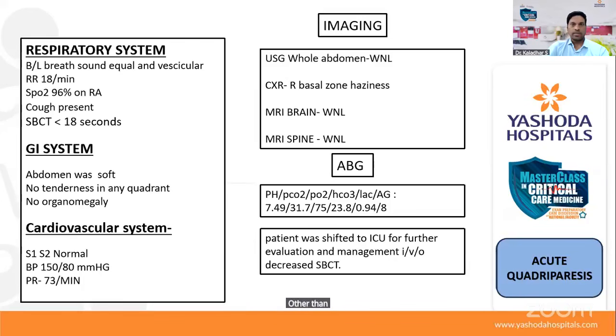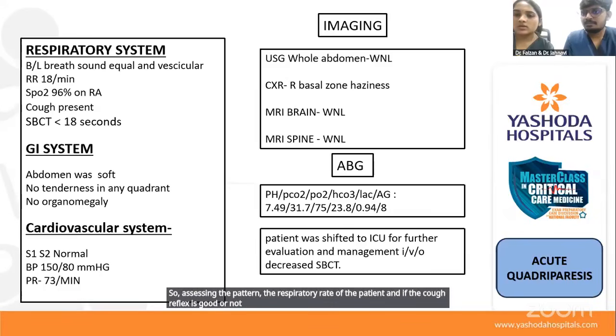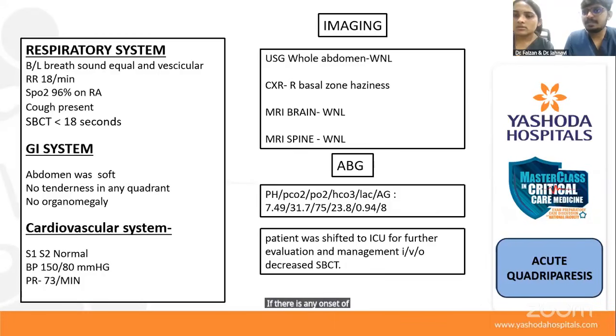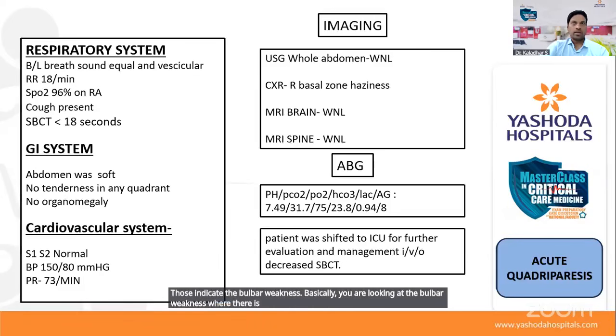Other than that, any other parameters you know of? Assessing the pattern, the respiratory rate of the patient, whether the cough reflex is good or not, if there is any onset of bulbar weakness, filling of secretions. Those indicate bulbar weakness. Basically, you are looking for difficulty swallowing, difficulty in phonation, pooling of secretions, and poor cough. These are indicative of possible bulbar weakness, where you may think of early intubation to prevent aspiration pneumonia.